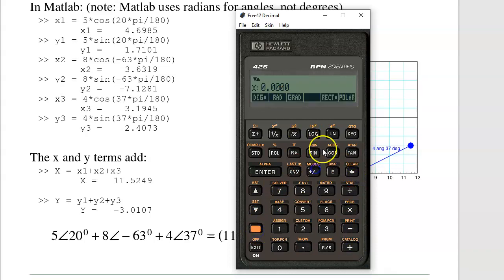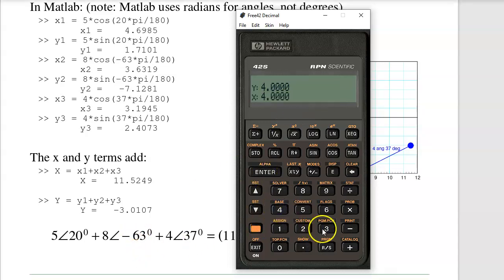There's also polar form. Polar. So I can now say 5, let's do this one. 5, enter 20, complex. There's the first point, 5 at 20 degrees, 8 at minus 63 degrees, 8, enter 63 negative, complex. 8 at minus 63 degrees, add these two together, and it does it. And what the calculator actually did, it probably converted it to rectangular, added them, displayed as polar. All I care about is the answer.